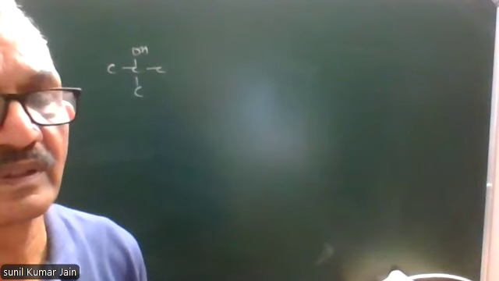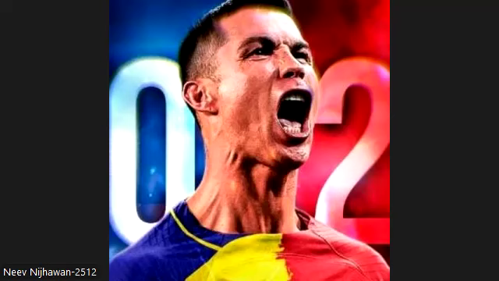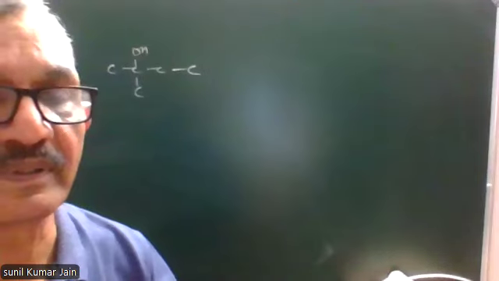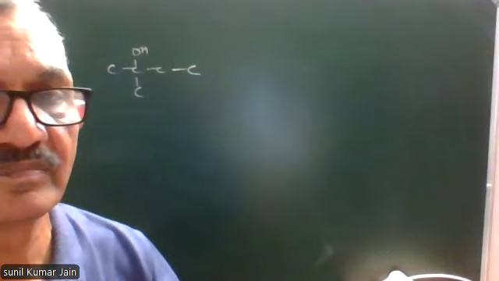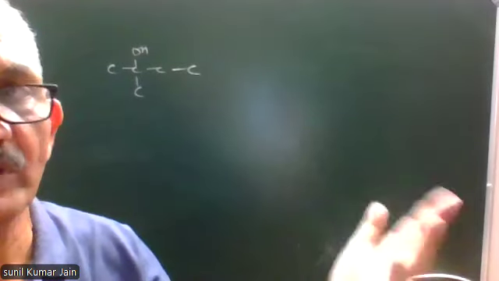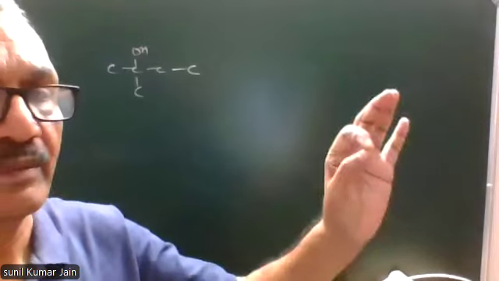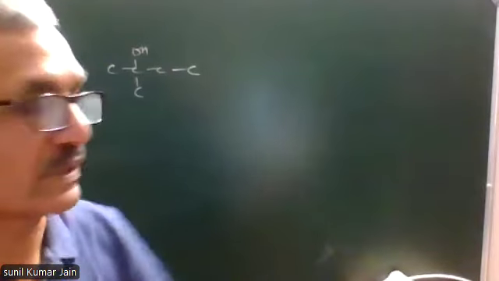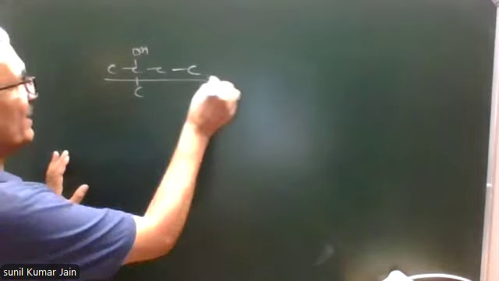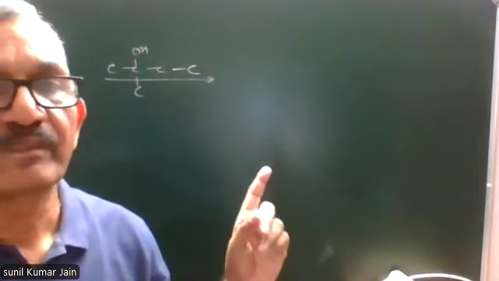Common name: tertiary butyl, tertiary pentyl alcohol. We count all the carbon atoms, so note down this one. Common name: tertiary pentyl alcohol.